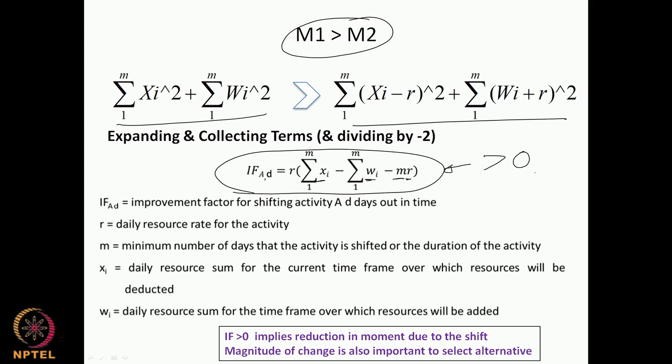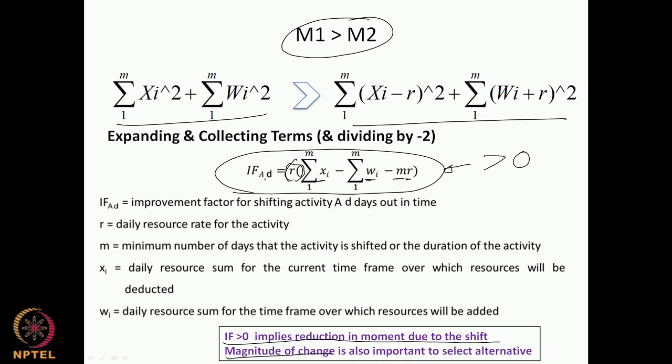The other point is that it is not just the reduction in the moment due to the shift, it's also the magnitude of change. So we are multiplying by r here, which gives you the magnitude of change of a shift. This becomes important when we want to compare between 2-3 activities. I shift one, I bring that one back, I shift the second one, and both might result in a positive improvement factor, but which gives you a higher reduction in moment will depend on the resource level which is required, or the resource rate of the activity. That is what R is.